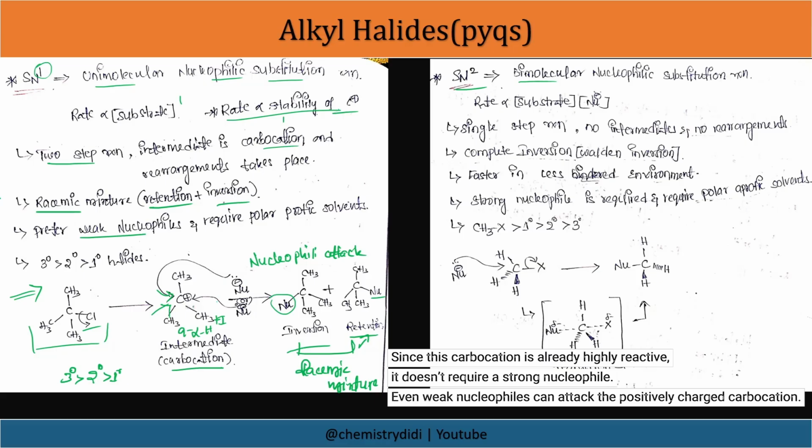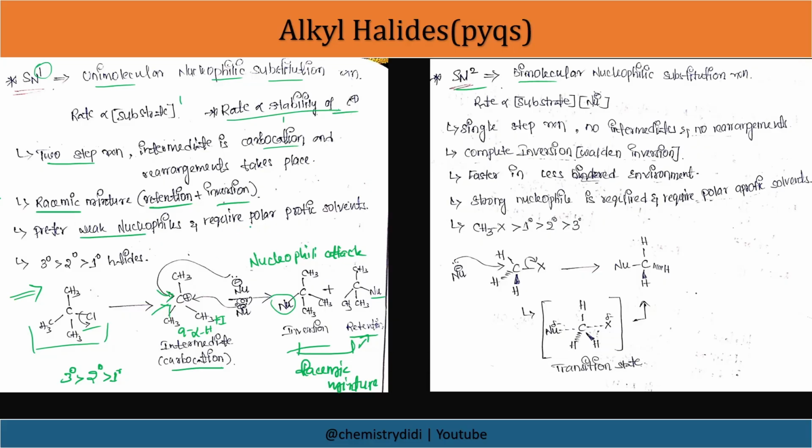It will attack over here on the carbocation because it is positive and the nucleophile is negative. It will easily attack on this. It doesn't require any strong nucleophiles, as we'll discuss in SN2, and it requires polar protic solvents. Okay, and the order of reactivity is this: tertiary is greater than secondary, then primary halides.